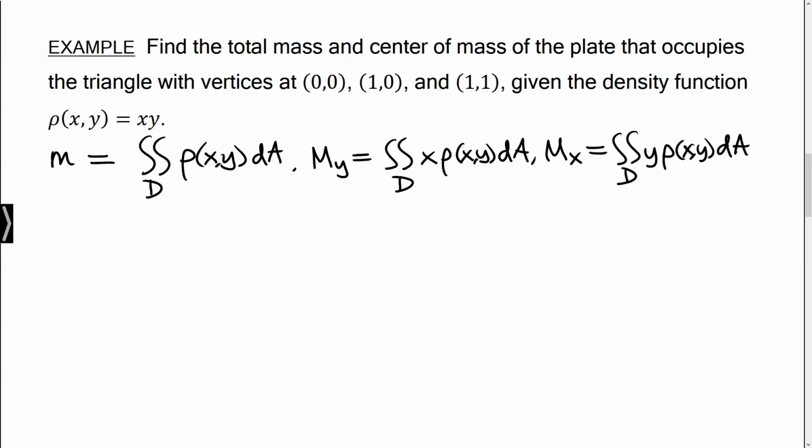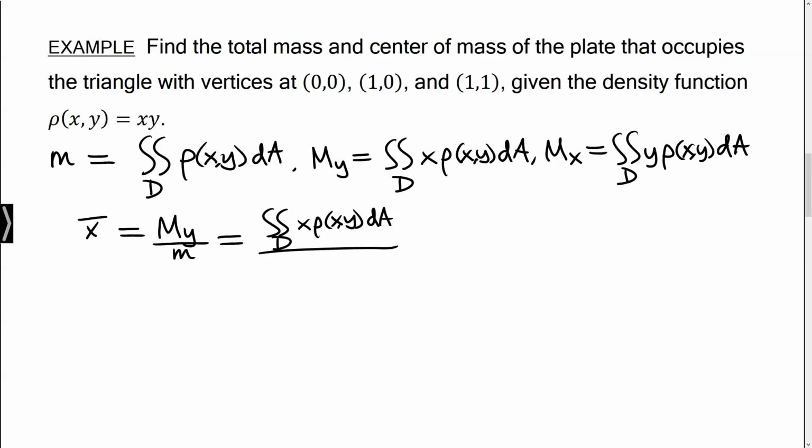And this means that x bar, the x coordinate of the center of mass, is m sub y over little m. Now let's write out exactly what that is. It's going to be the double integral over D of x rho of xy dA, divided by the double integral over D of rho of xy dA. So notice, this is very similar to an average value. It's almost like we're finding the average value of the function x. The difference is that there wouldn't be this rho of xy in there.